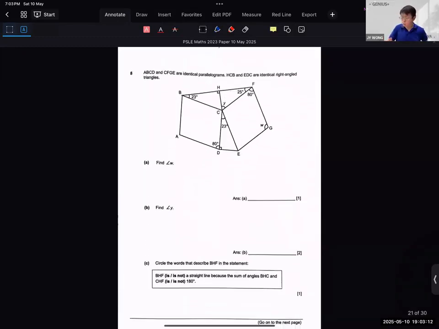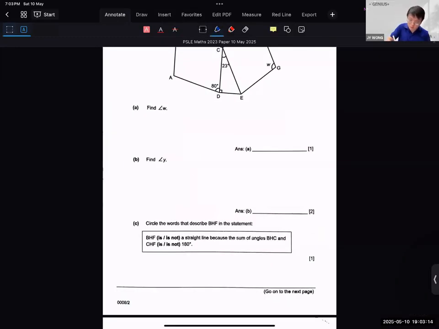Like most of you seem to have gotten the answer. So 70 degrees. Don't forget the unit. 100. Sorry, not 70. 100, then 70. Sorry.